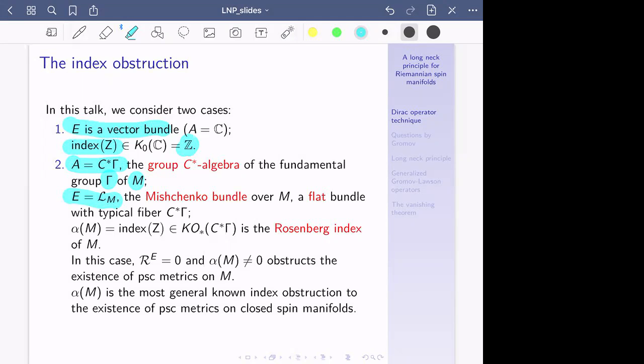So this is a flat bundle whose typical fiber is C*Gamma, where now C*Gamma is regarded as a free module over itself. The index of Z is an element in the K-theory of C*Gamma and is called the Rosenberg index. Since the Mishchenko bundle is flat, the Rosenberg index is an obstruction to the existence of metrics of positive scalar curvature on the manifold M. Moreover, the Rosenberg index is the most general known index obstruction to the existence of metrics of positive scalar curvature on closed spin manifolds.